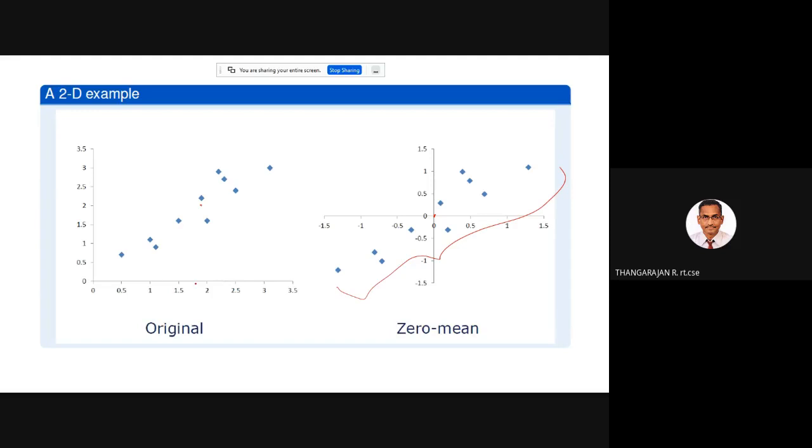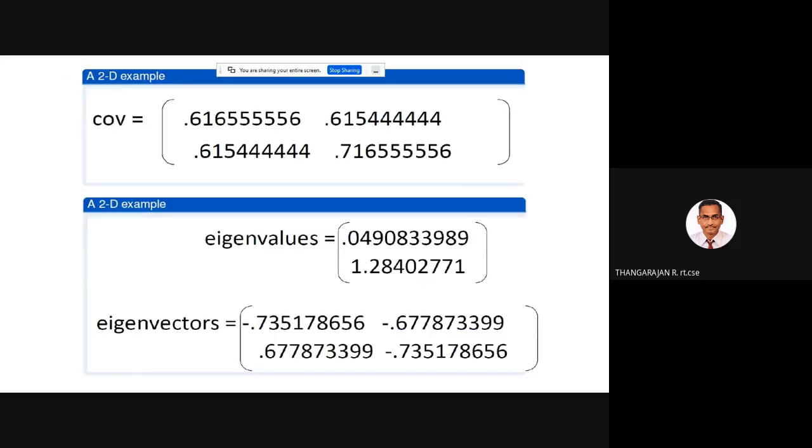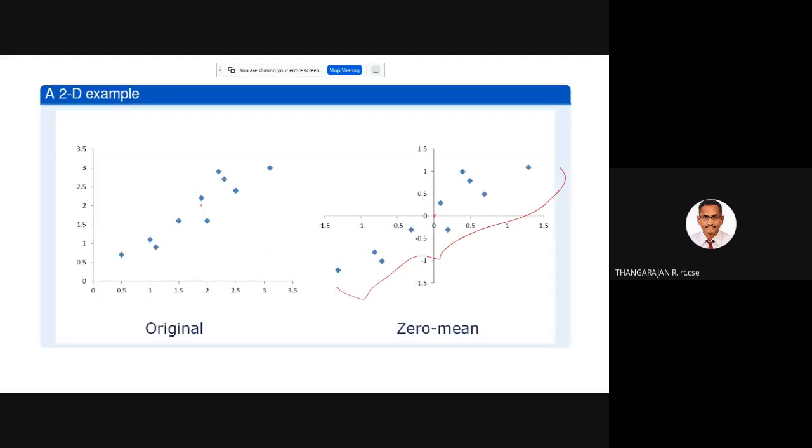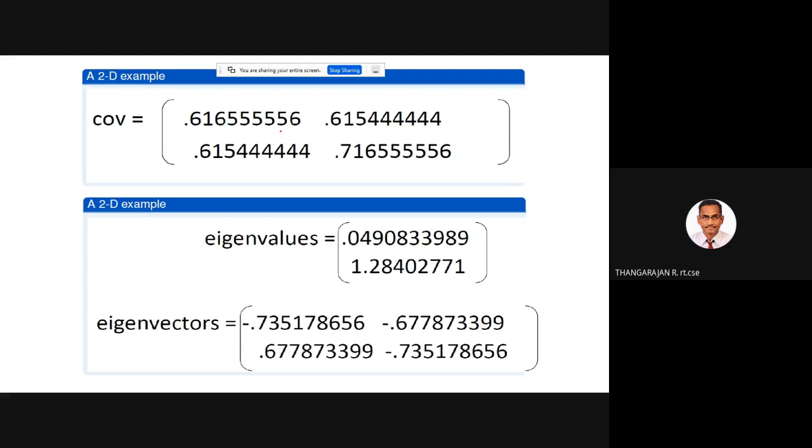After making it zero mean, I find the covariance matrix. After finding the covariance matrix, I find the eigenvalues and eigenvectors. I go through this problem of SVD and find eigenvalues and eigenvectors. Now I have two eigenvectors, this one and another one, and two eigenvalues. This one is dominant.